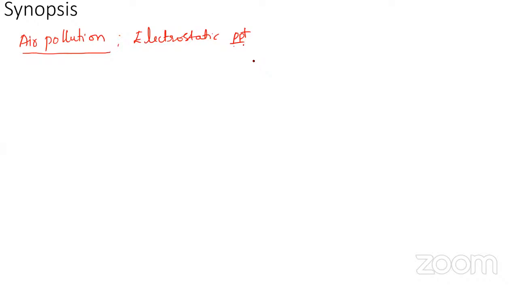Suspended particles, we are going to use electrostatic precipitator. Then you have seen about scrubber, which is mainly used in industries to reduce the pollution with respect to sulfur oxides. Then you have studied about catalytic converter, which contains chemicals such as platinum, palladium, and rhodium, which is going to reduce the pollution in case of automobile vehicles.